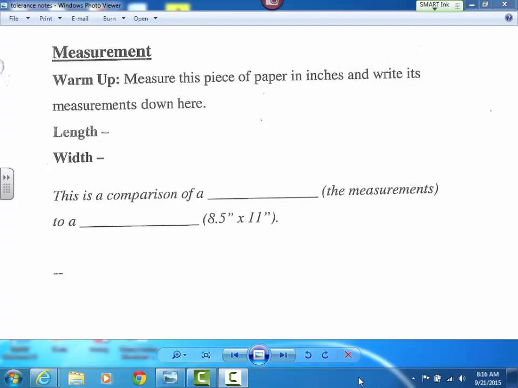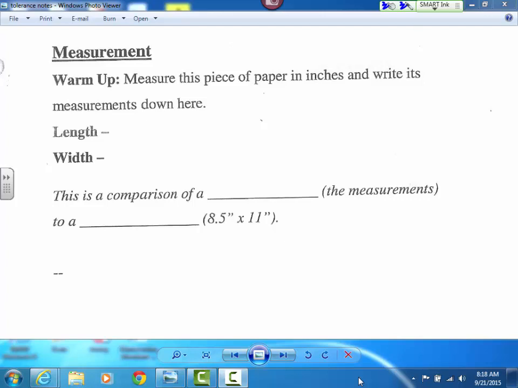So here's our quick little example. You have a ruler. Measure your piece of paper. We're going to go ahead and measure in inches because that's what everybody's most familiar with, even though we usually use centimeters in science. Measure the length and the width of your piece of paper and write down your measurements. So what are we getting for the length of the piece of paper? You can just tell me. 11. 11 exactly, right on the nose.